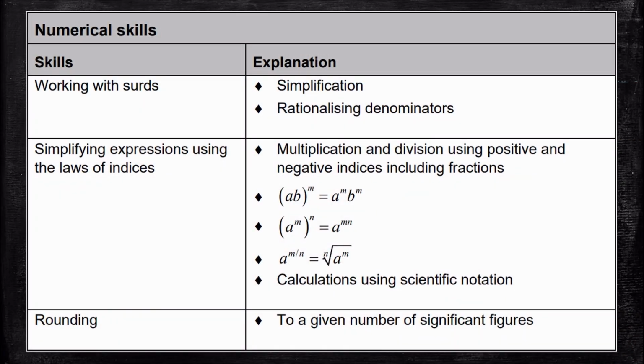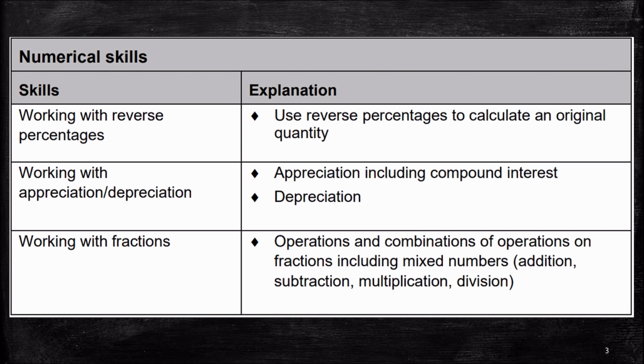So you can see here from SQA we've got working with Surds, which includes simplifying and rationalising denominators. We've got simplifying an expression using all the laws of indices. We have to round to significant figures. We have to work with reverse percentages, working backwards. We have to work with appreciation and compound interest and depreciation. And we've got all the things we need to do with fractions: adding, subtracting, times and dividing, multiplying out brackets.